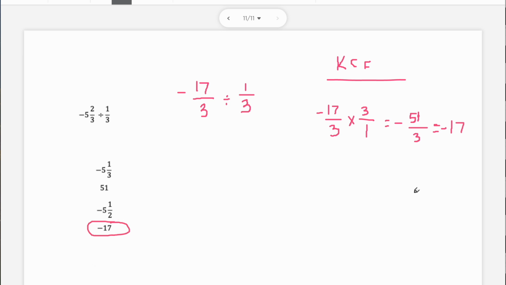Okay, if you typed it in and it did not give you an even whole number, you would need to convert it back into a mixed number to see what you got.